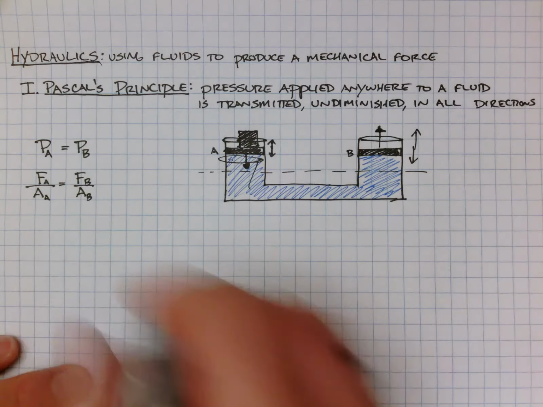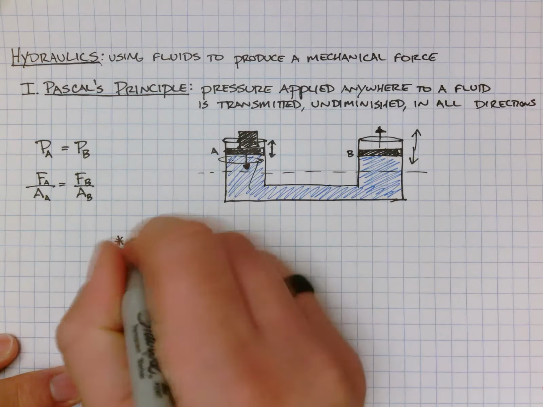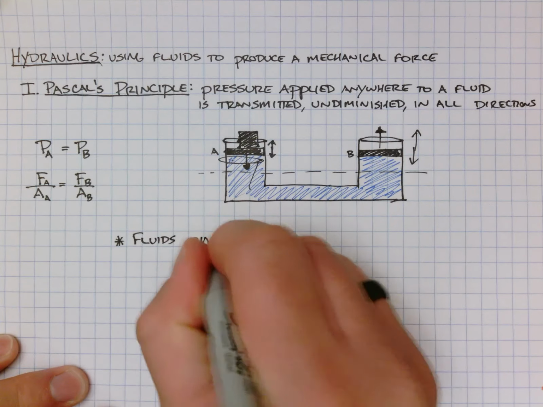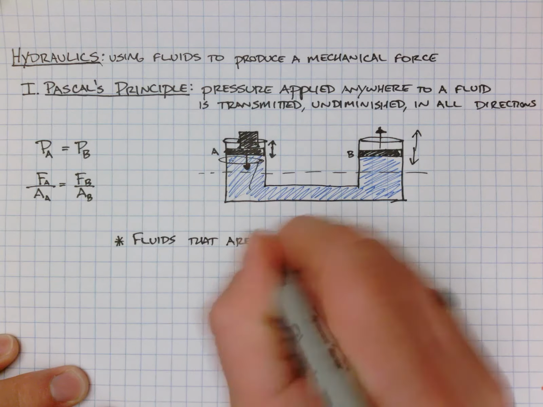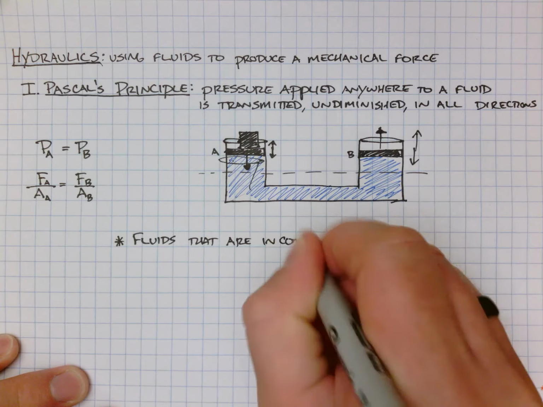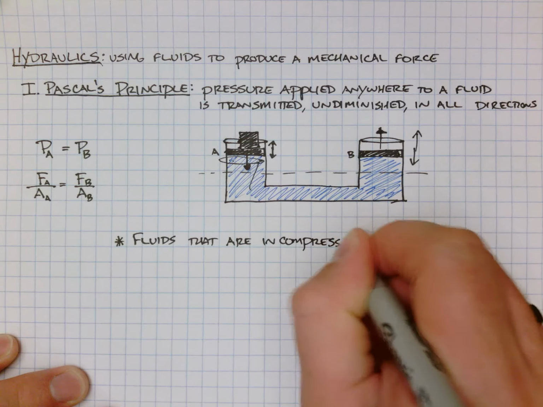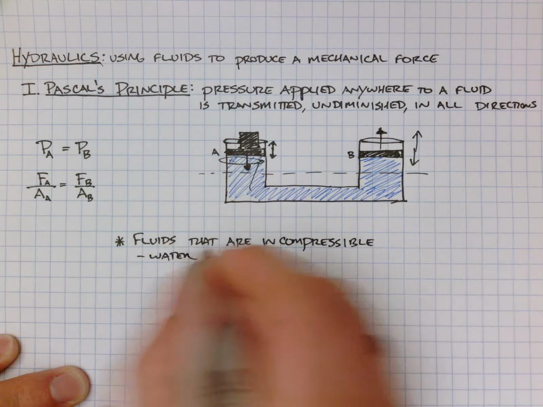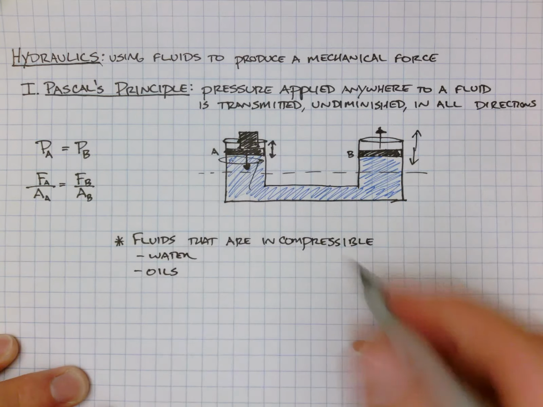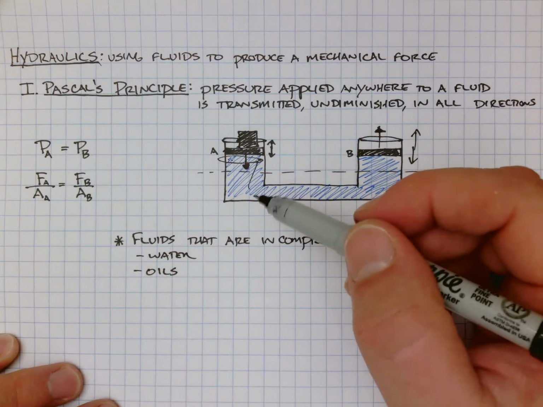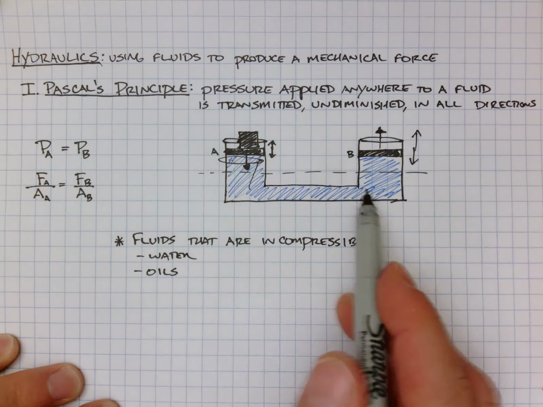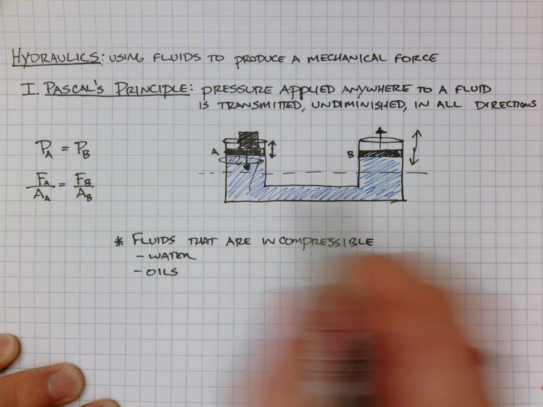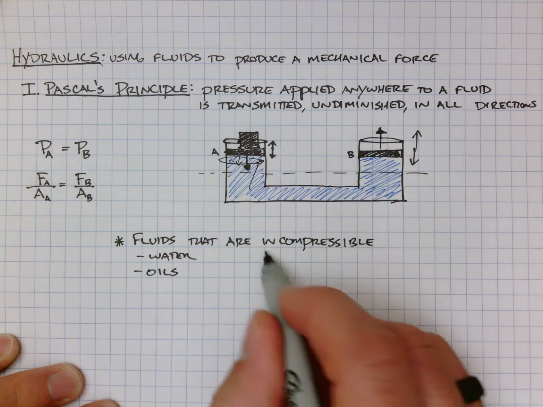Now, this is only going to work in fluids that are incompressible. Examples of that would be water or oils, something where we're not going to be able to change the amount of volume that is there, so that when we push on this end of the piston, it's not making a smaller amount of water in the system because it is incompressible.